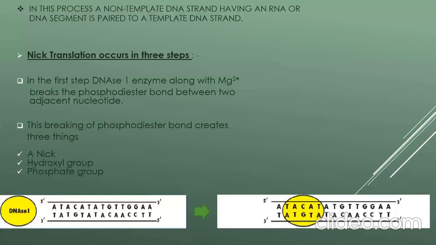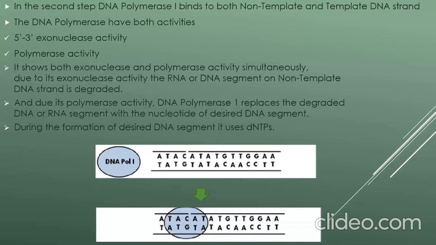In the second step, DNA polymerase 1 binds to both non-template and template DNA strand. The DNA polymerase has both activities, exonuclease activity and polymerase activity, and it shows both simultaneously. Due to its exonuclease activity, the RNA or DNA segment on non-template DNA strand is degraded, and due to its polymerase activity, DNA polymerase 1 replaces the degraded DNA or RNA segment with nucleotide of desired DNA segment.